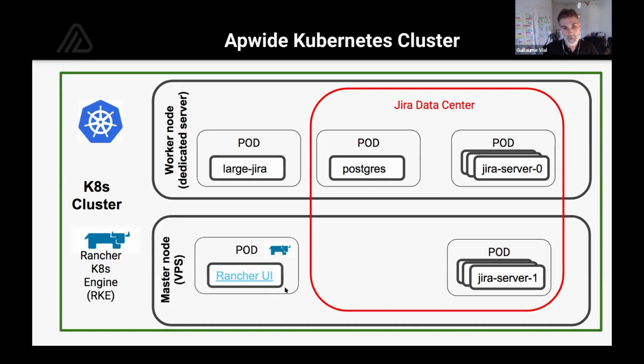And the last pod will be the start of the demo. Here it's the Rancher UI. Rancher is a great company with a great product, and it's not only a Kubernetes engine that they provide, but also this magnificent web UI. It's a good way to show you how it works in real life.